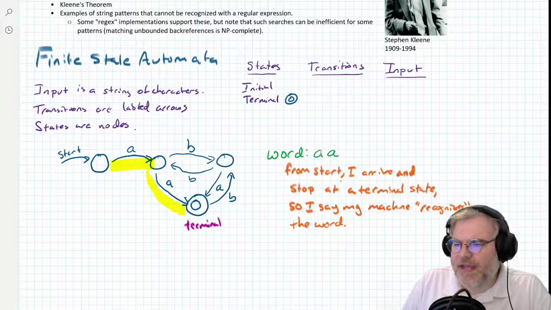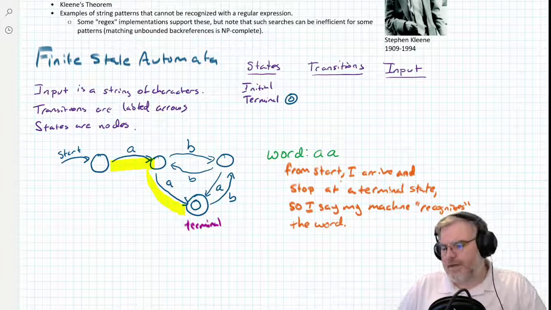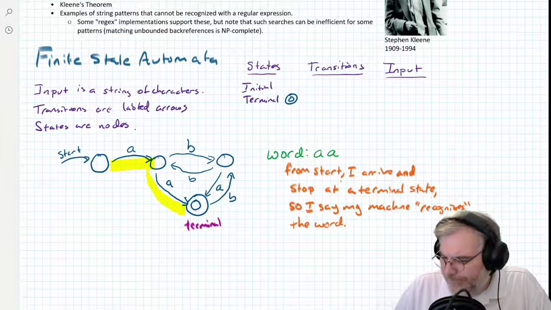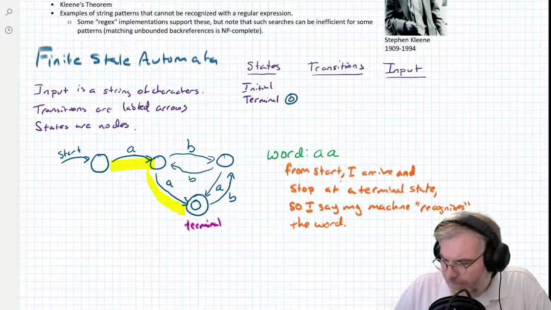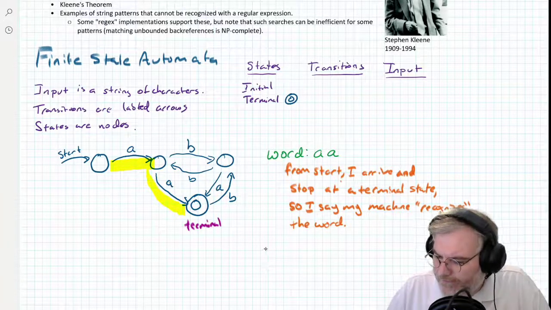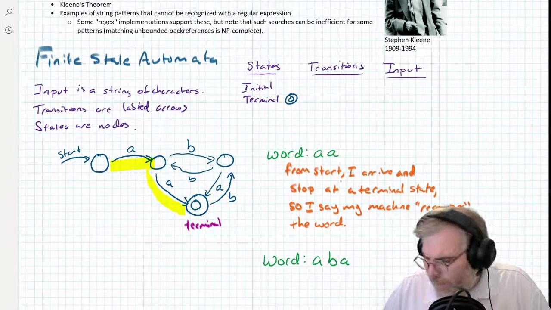How do we feel about that? 1 to 5. This idea that what I did was I read off my tape AA. Okay. Let's do another example. Let's do the word ABA.